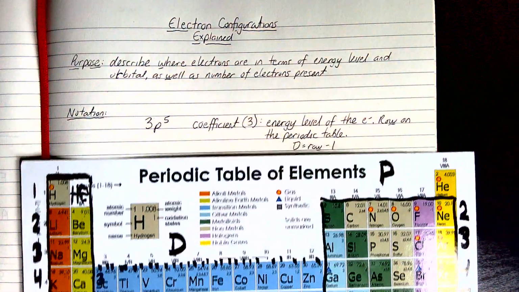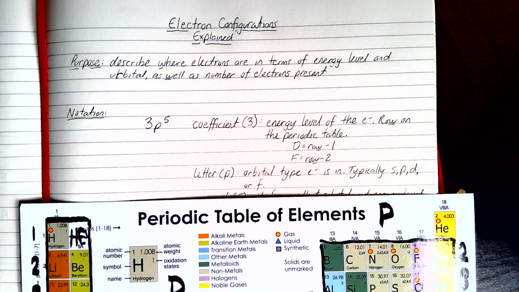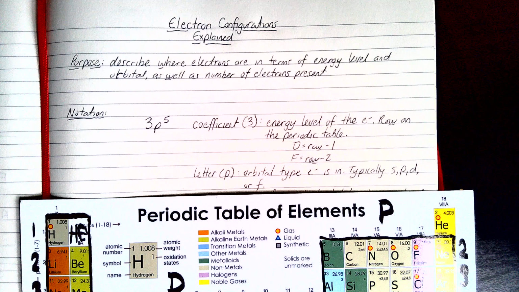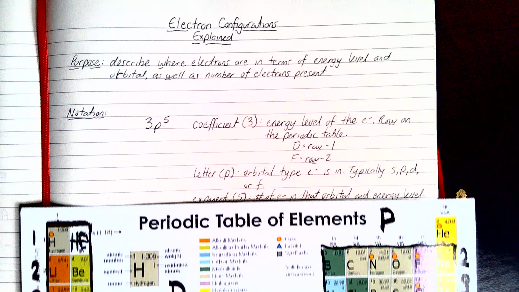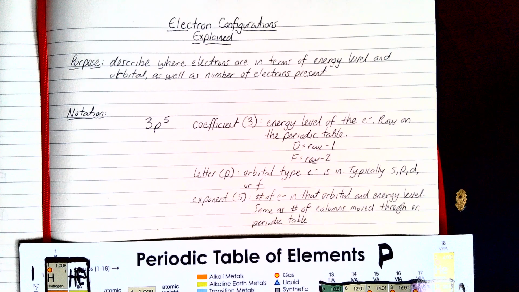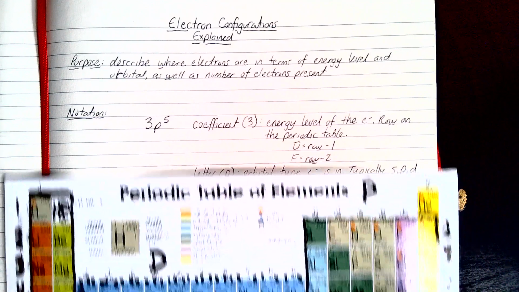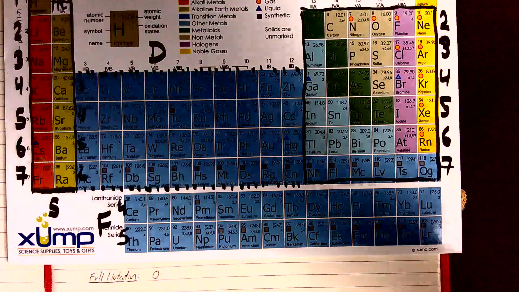Okay, now the letter will tell you the orbital type the electron is in. This is typically S, P, D, or F. And finally, the exponent, which is the number of electrons in that orbital and energy level for that element, and it's the same as the number of columns you move through on the periodic table. So let's take a look at a few examples.